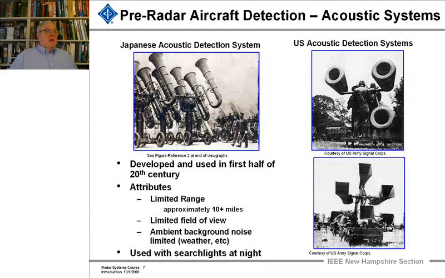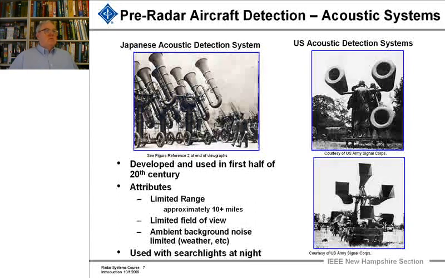In the first half of the 20th century, the military of many nations, the Japanese, many European nations, here are two U.S. Army acoustic detection systems, developed systems that, again, were limited in range. The sound doesn't travel that far, even from a very noisy jet plane. You know how loud it is when you enter a jet plane and the jets are idling even. It's extremely loud, but more than 10, 15 miles away, you really can't hear them. And so the range is quite limited.